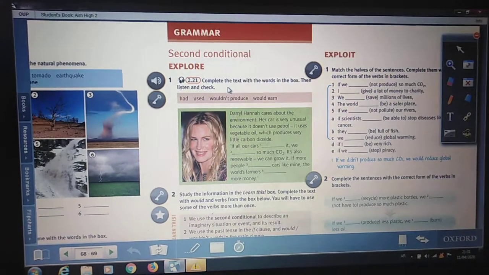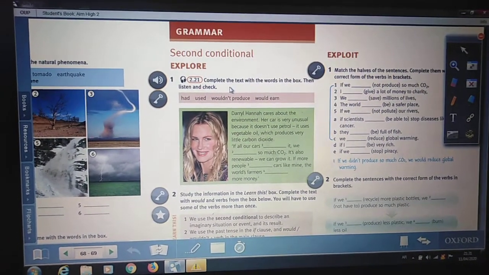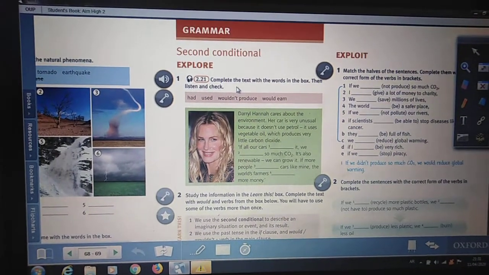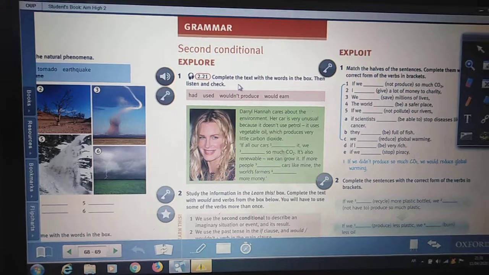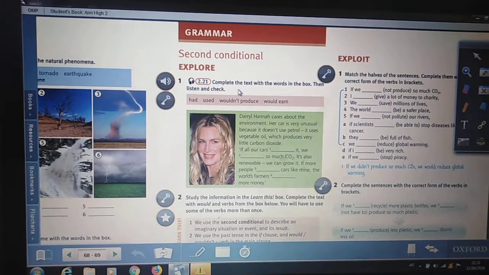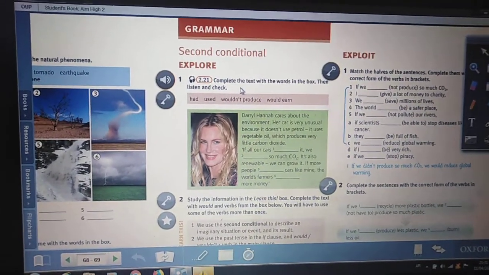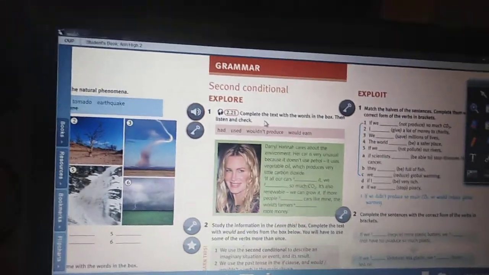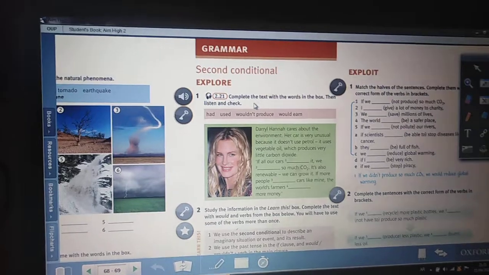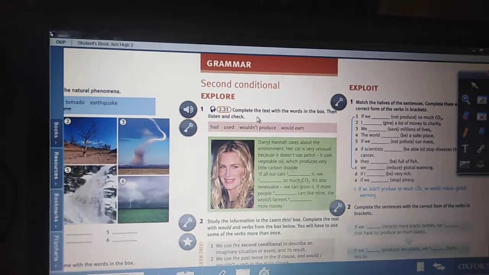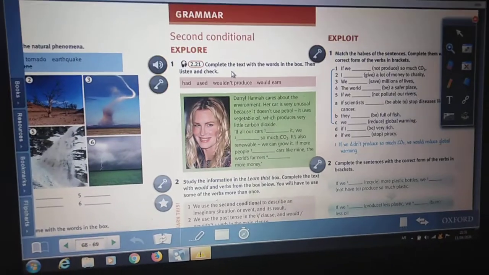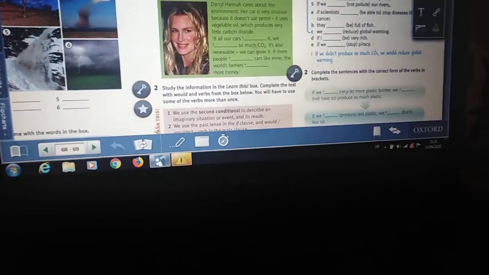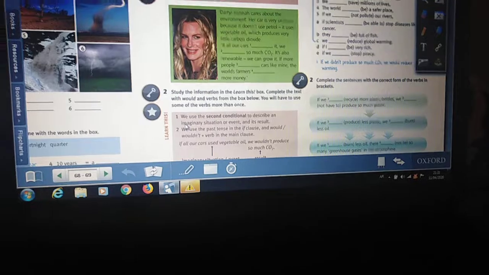We will continue if clause conditionals, second conditionals. Before, we explained zero conditional and first conditional, but today we will explain second conditional. So please open your pupil's book, page 69, and follow with me. We will talk about second conditional.